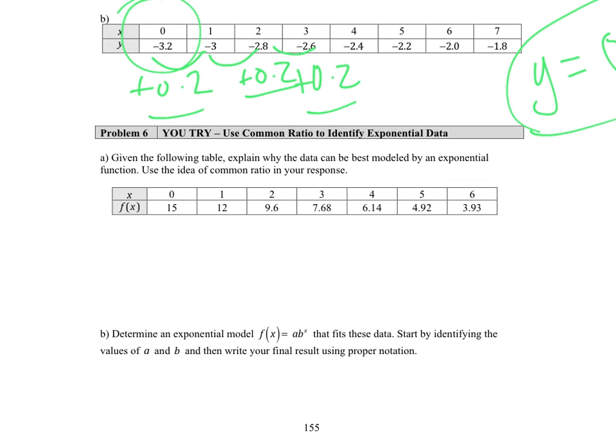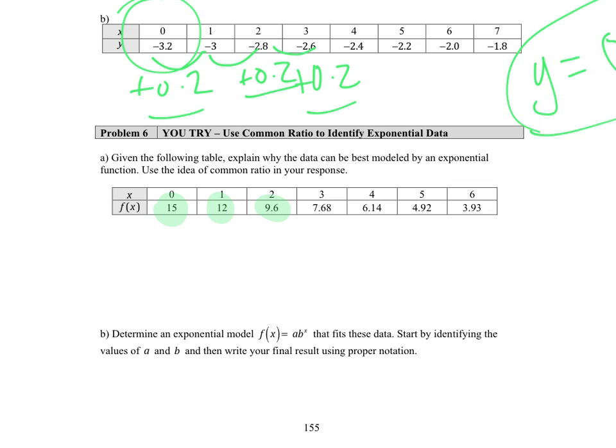If you were looking at it to decide if it was exponential or if it was linear, look and see if there's an addition pattern first. From 15 to 12 would be subtract 3, but 12 minus 3 is not 9.6. So because these are not moving by subtracting the same value every time, we know it can't be an addition pattern. So then we have to check for the exponential by dividing the y2 by the y1 in each pair.